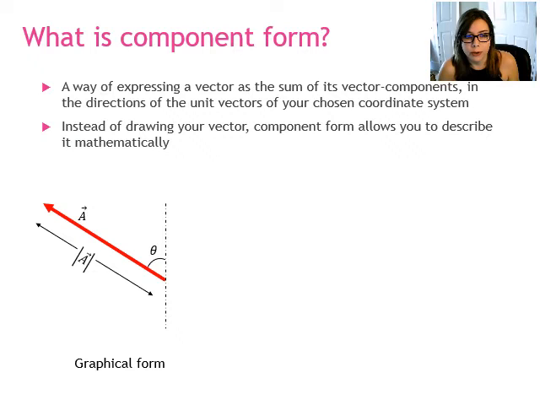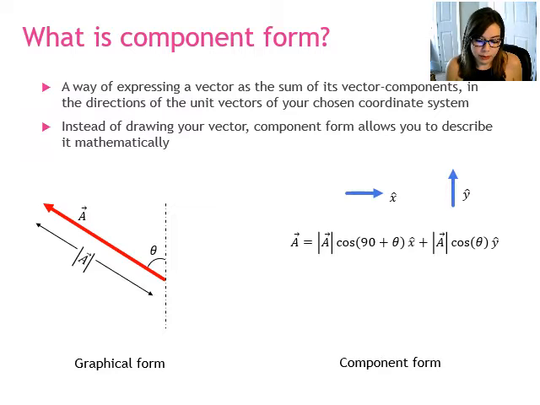So this is the graphical representation. This is what you've already seen many, many times, drawing the vector as an arrow, describing its norm as the length of this vector, and then its direction relative maybe to a reference line, like this vertical line here. Another way of doing it is something called component form.